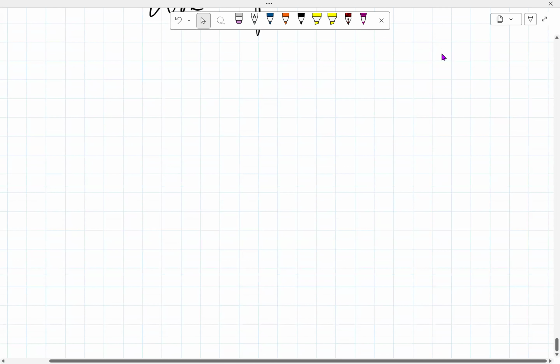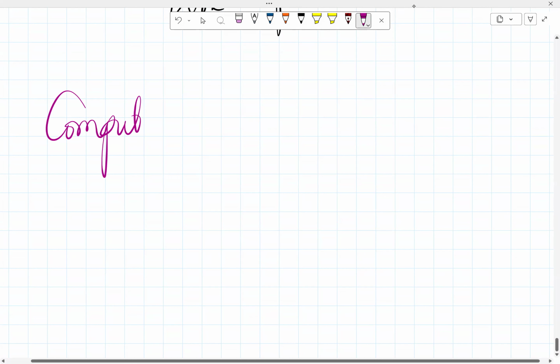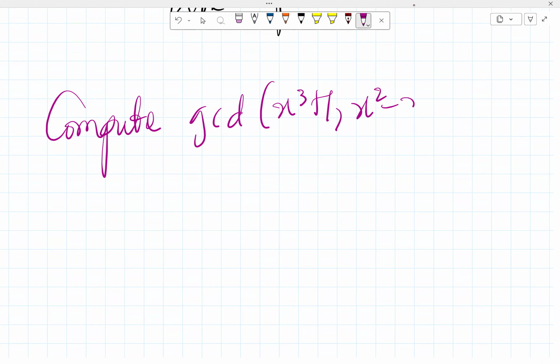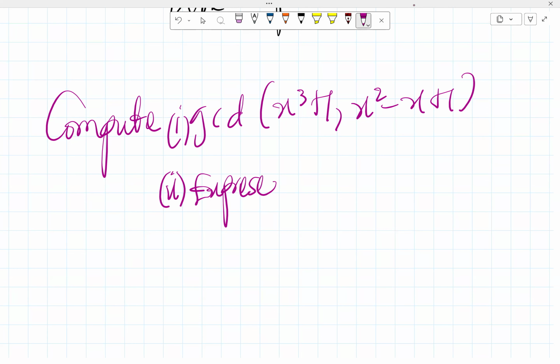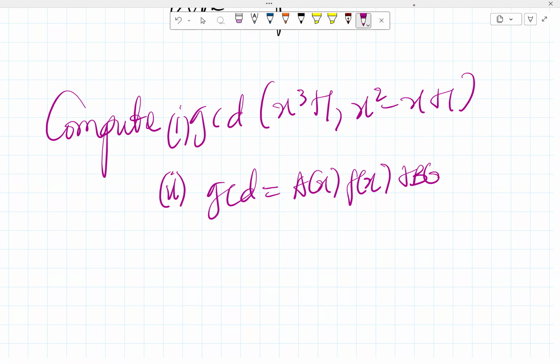It's the same thing we've been doing before, but now I want to attack it from that angle. First, compute the GCD of x cubed plus 1 and x squared minus x plus 1. That's the first thing we want to do. Second, we want to express the GCD as a of x times f of x plus b of x times g of x, following Bézout's identity. That's basically what we want to do.